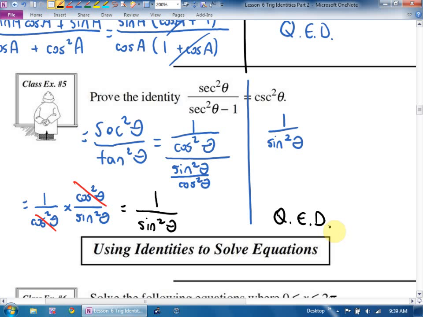Okay? It says using identities to solve equations. We're not going to do that. Instead, I have a lovely present for you.